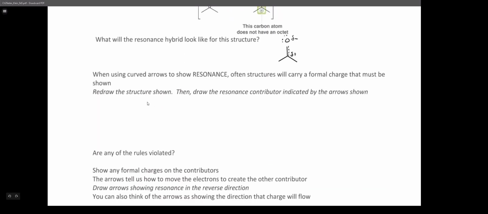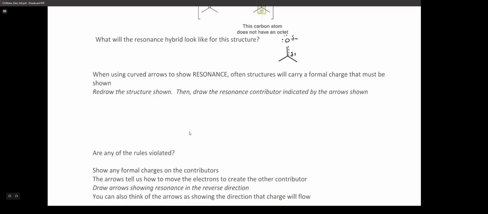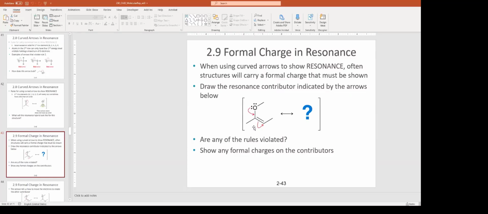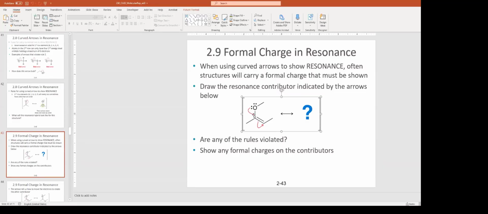Redraw the structure shown. Why did I say that? I think this is what I wanted you to redraw. So when using curved arrows to show resonance, what you see is the structures will often have a formal charge, and that formal charge can typically migrate. So let's take a look at this right here. So I wanted you to draw that molecule. To make it easy, let me just, well, no, I'll leave it like that.